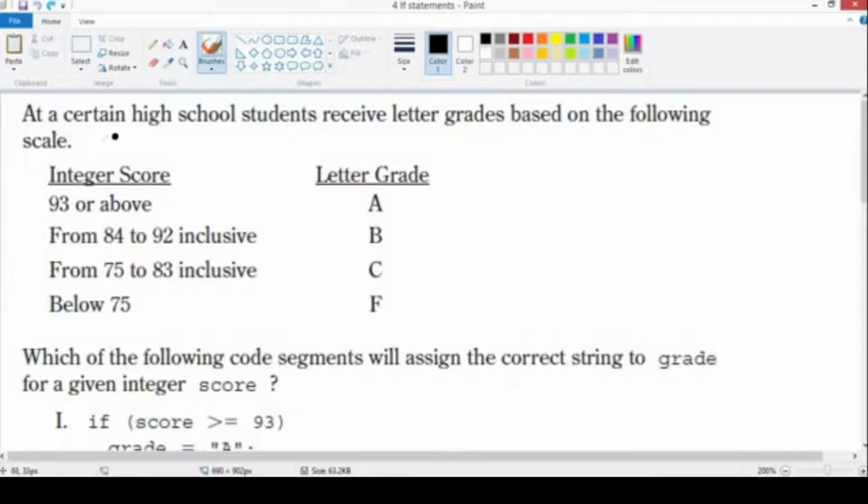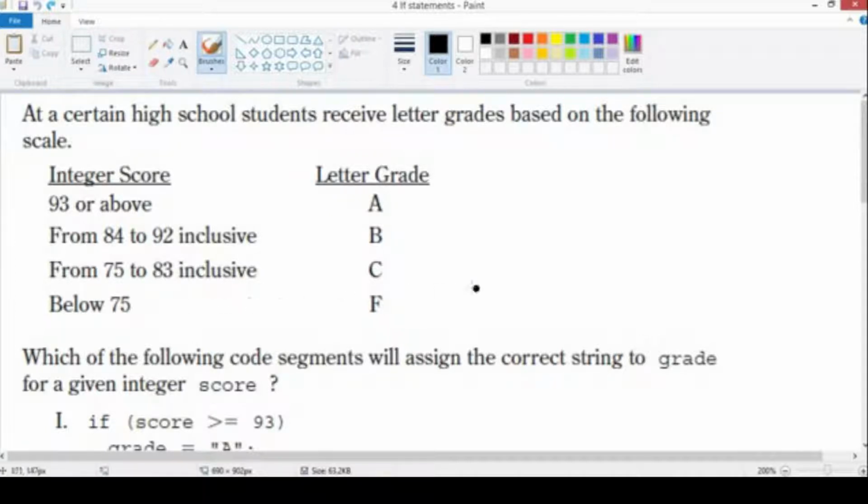At a certain high school, students receive letter grades based on the following scale. If they have 93 or higher, they get an A. If they have 84 to 92, they get a B. 75 to 83 is a C, and anything below 75 is an F.